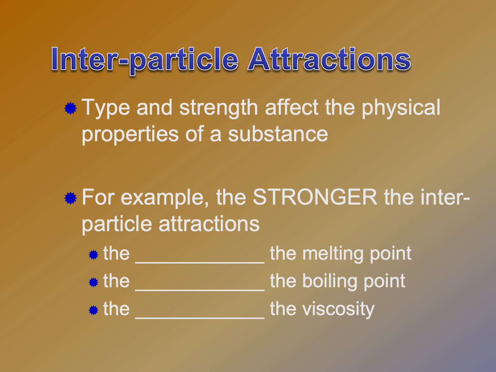So with the interparticle attractions, the type and strength of attraction is going to affect the physical properties of a substance. For example, the stronger the interparticle attractions, we're going to have higher melting points, higher boiling points, and also a higher viscosity. It's going to resist flowing and moving typically. So the particles will want to stick together more.